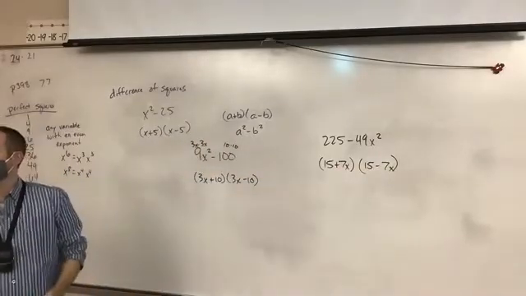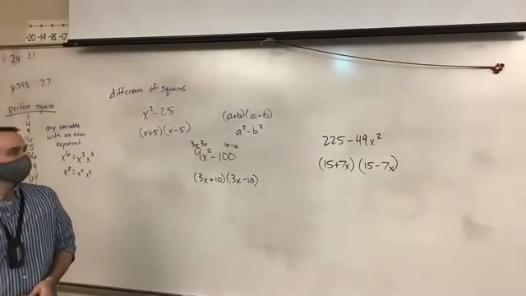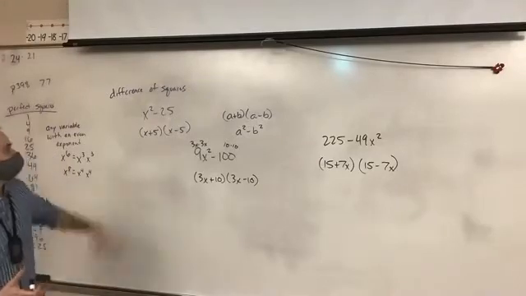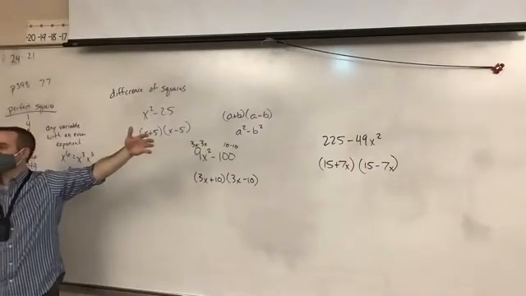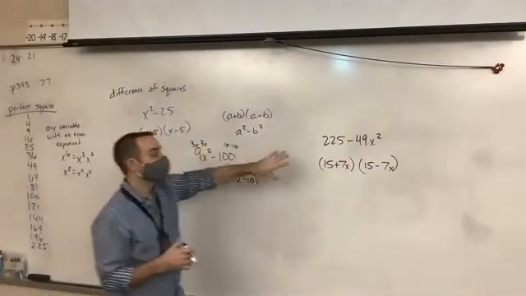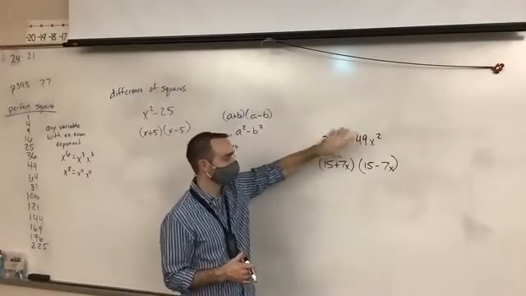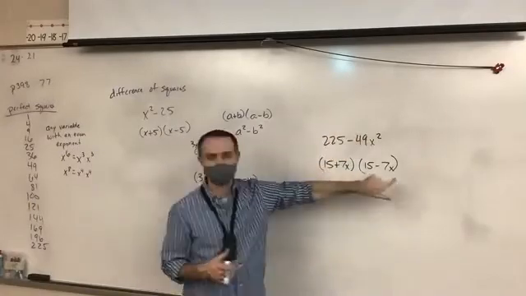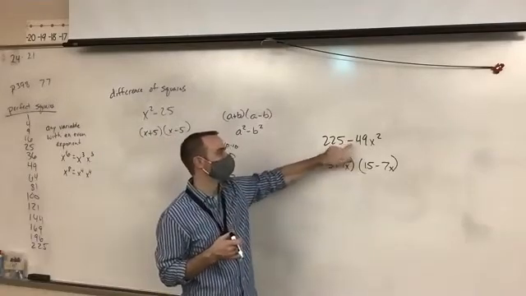Can you just put negative 49x to the second plus 5? You could, but now we're not in that difference of squares format. As long as you see that one is a negative and one is a positive, you could still break it into this. But it's easier to see and recognize if it's subtraction.